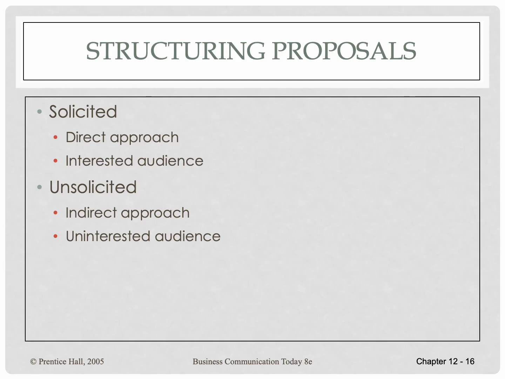The last one is about structuring a proposal. There are two types of structure in a proposal. The first one is solicited, and the second one is unsolicited. Solicited means that you're invited to send the proposal. And because you're invited, you will use a direct approach. And because you're invited, of course, it will be an interesting proposal for the audience.